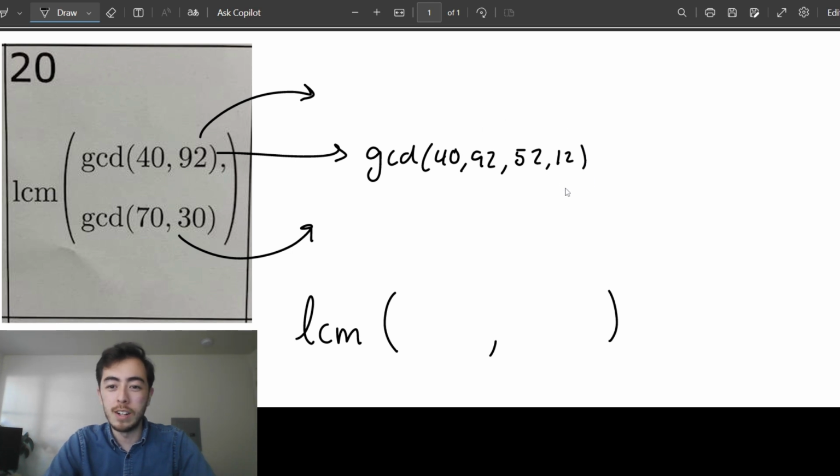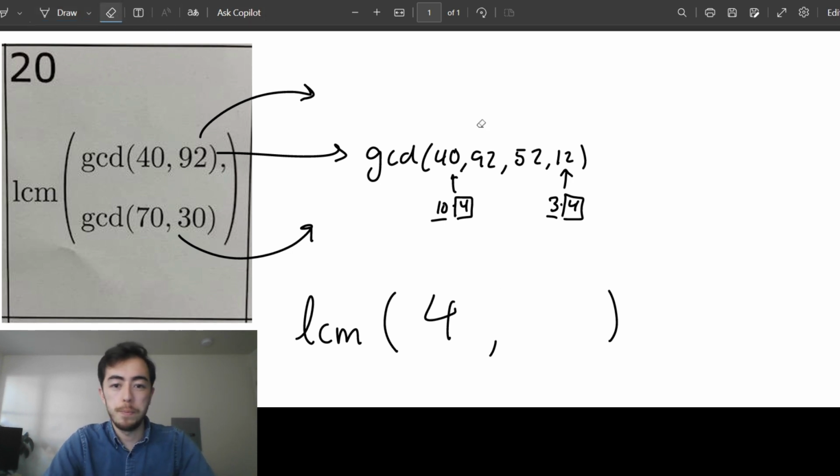And I can see here that 12 is 3 times 4, 40 is 10 times 4. And since the 10 and the 3 don't have any factors in common, then what's left over, this 4, is the greatest common factor, or divisor. Factors and divisors are basically the same thing. So I know I can put a 4 here.